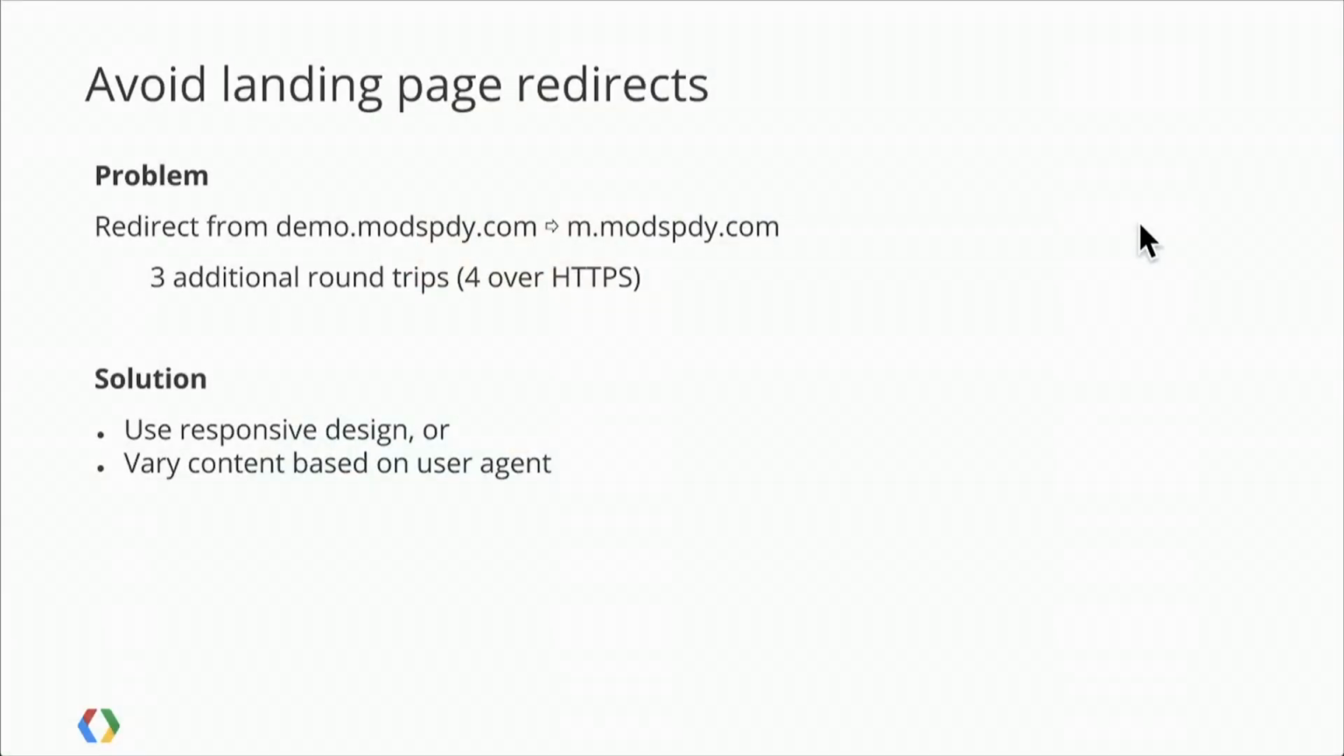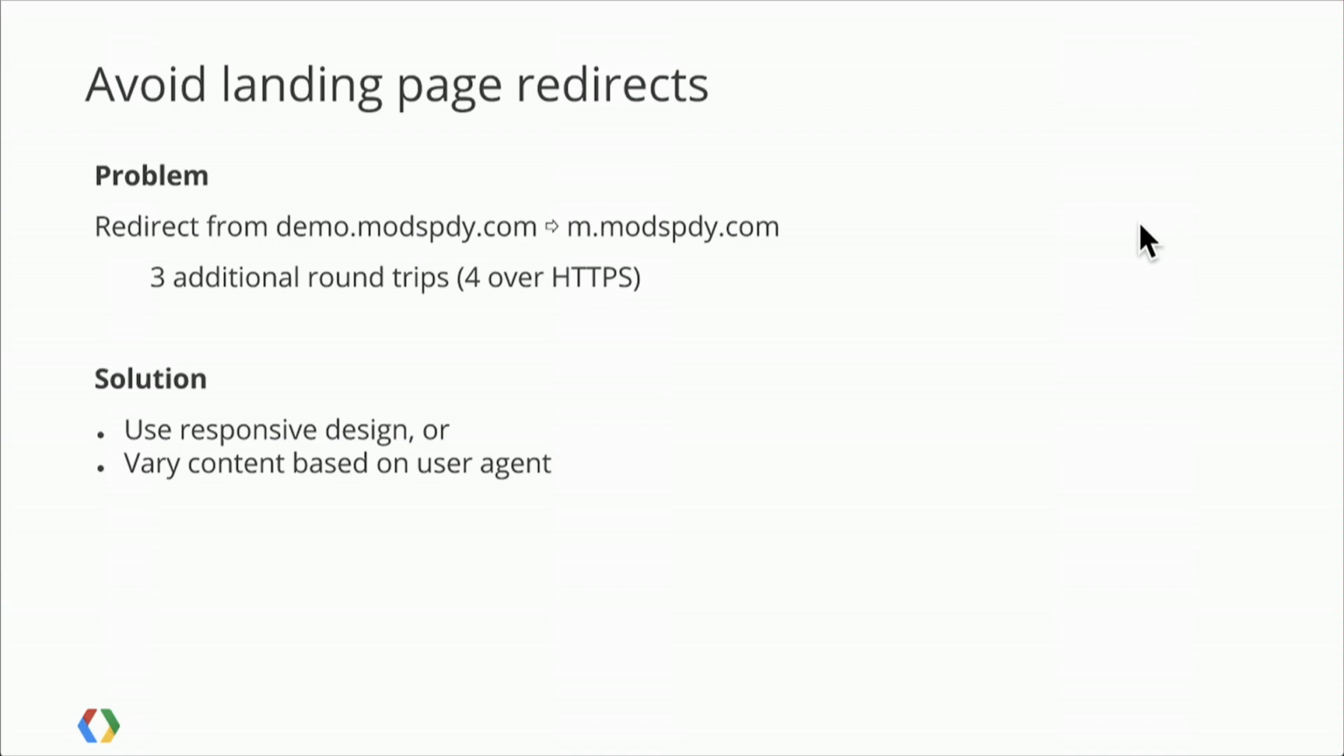So the question becomes, how do we avoid that cost? There are really 2 good ways to approach this. At a high level, we have to make sure that we serve the user content at the URL they request initially. If we redirect them from demo.modspeedy.com to m.modspeedy.com, we're inherently going to experience that additional latency. So what we have to do is instead serve the right content to the right users at the URL they request. What that means is one of 2 things.